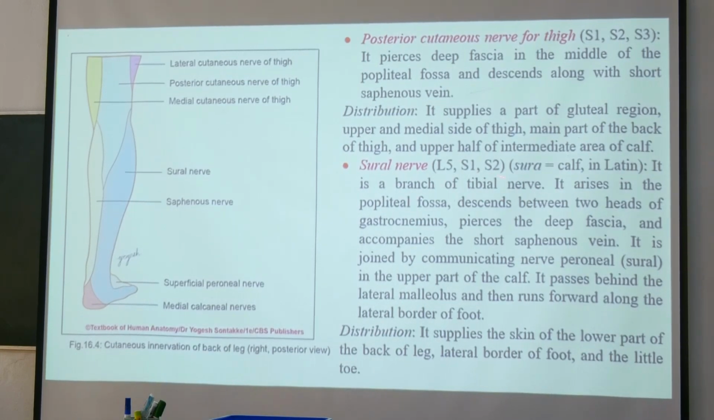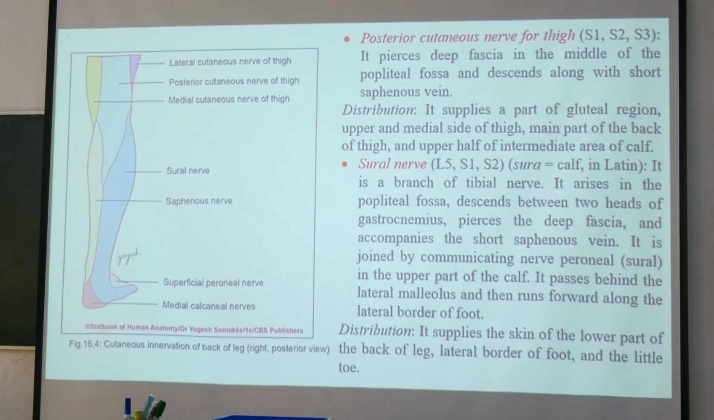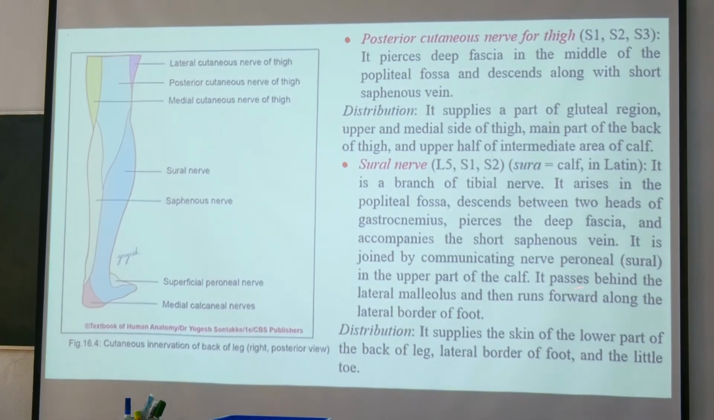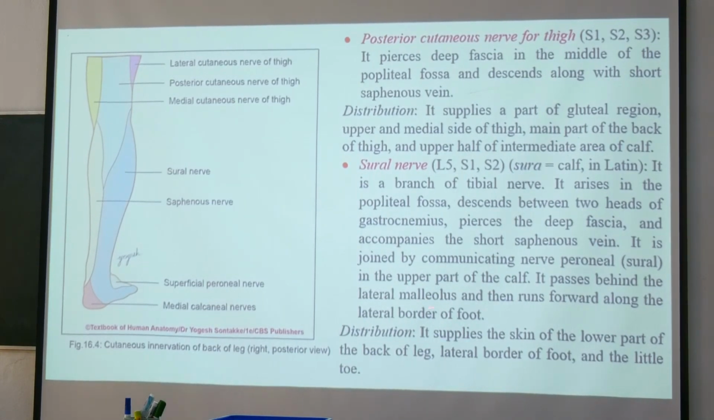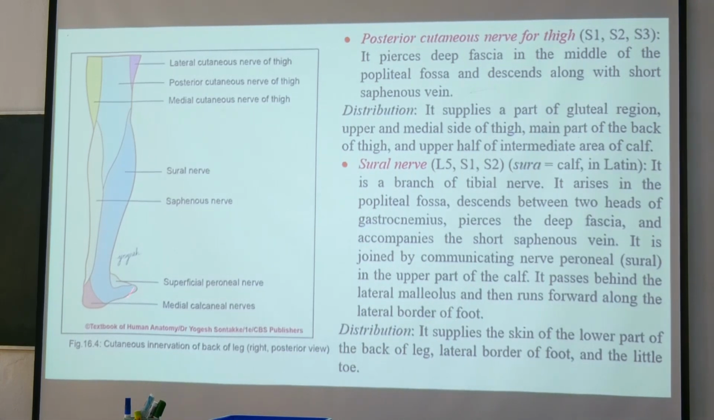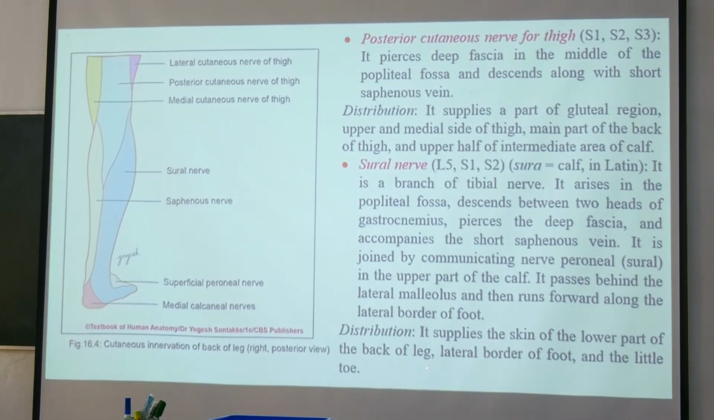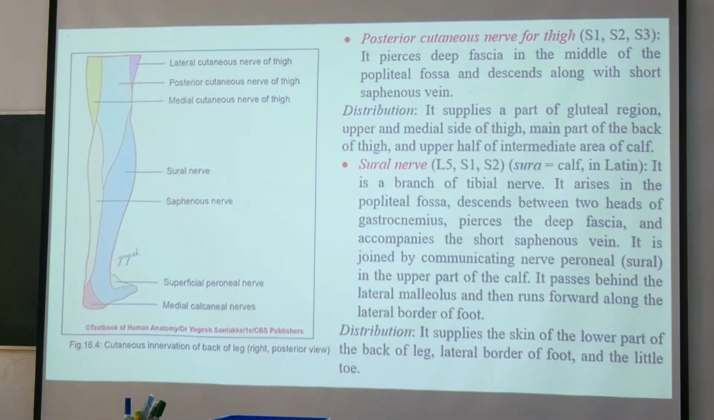Okay, it is a branch of the tibial nerve, arises in the popliteal fossa, descends between the two heads of gastrocnemius, pierces the deep fascia, accompanies the short saphenous vein, joined by the communicating nerve or sural communicating nerve, a branch of the peroneal nerve, in the upper part of the calf, passes behind the lateral malleolus and then runs forward along the lateral border of the foot. Okay, here. Sural nerve supplies the skin of the lower part of the back of the leg, the lateral border of the foot, and the little toe is supplied by the sural nerve.